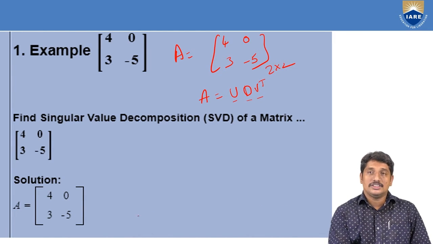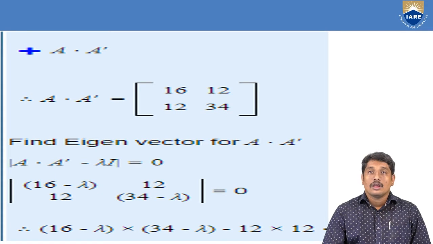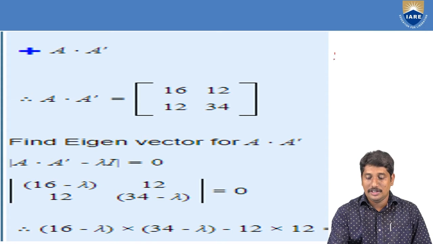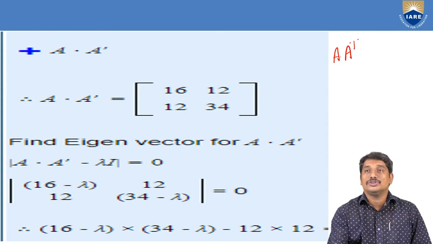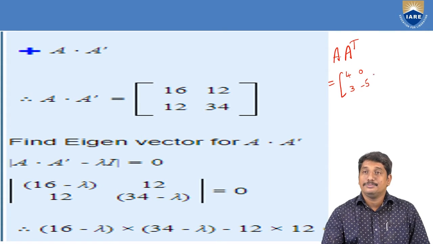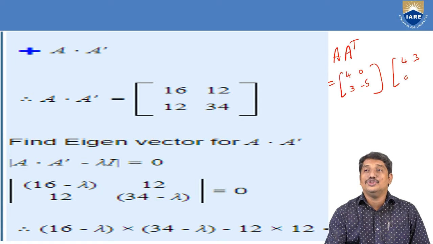First, let us consider the matrix A, 4, 0, 3, minus 5. Now, as a first part of singular value decomposition, we are calculating A into A transpose. What is A? 4, 0, and 3, minus 5. So we are taking A, and its transpose is 4, 3, 0, minus 5.